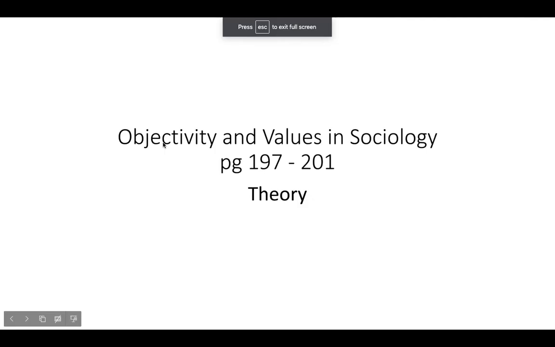Okay, so this is the Objectivity and Values in Sociology lesson, page 197 to 201, from the Theory chapter. And again, a reminder that this is paper 1, a 10 marker, and paper 3, a 10 and a 20.